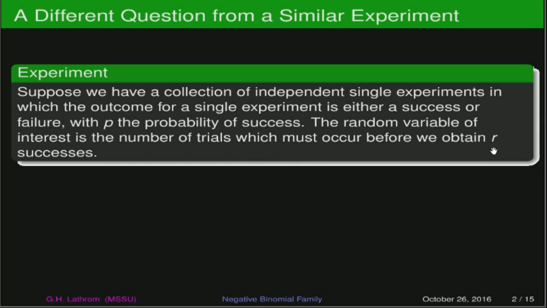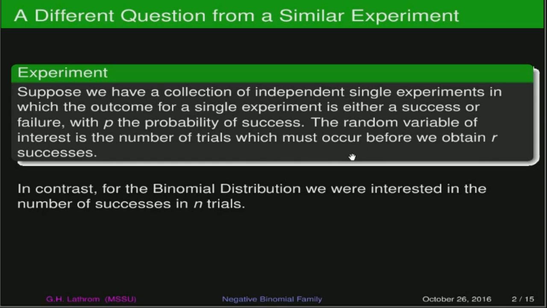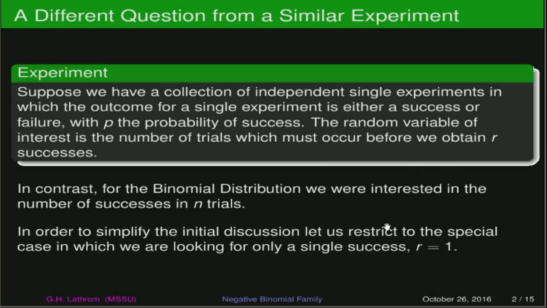Now, to contrast this with our binomial distribution, in the binomial setting we were interested in the number of successes that we had in n trials. Here, we're interested in having a fixed number of successes, r, and we're wondering how many trials it will take before we achieve that rth success. So in order to simplify the discussion, we'll begin with the simplest case, where we take r to be 1.